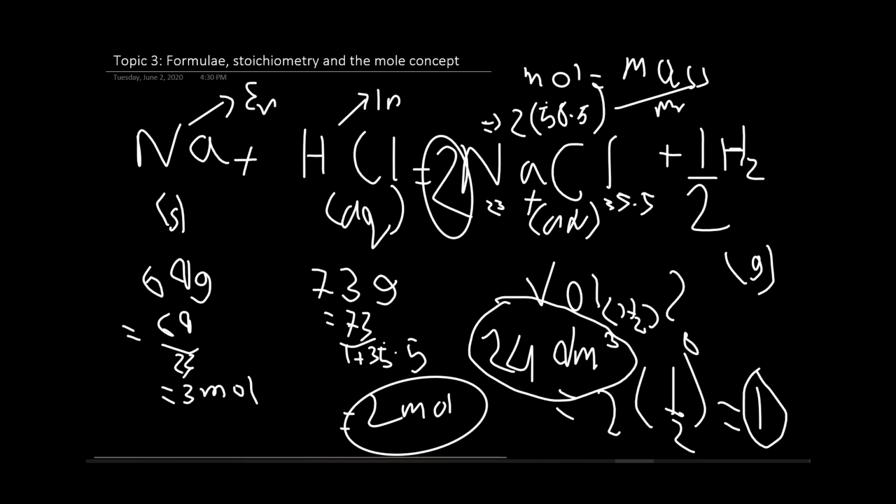Since mass equals mole into MR, we have our mole as 2 and our MR as 58.5. Now just multiply by 2, and you'll get 117 grams of sodium chloride. So this is your answer. 117 grams of sodium chloride will be produced from 73 grams hydrochloric acid and 69 gram of sodium. So this is how you find the amount of product produced using the concept of limiting and excess reagents.